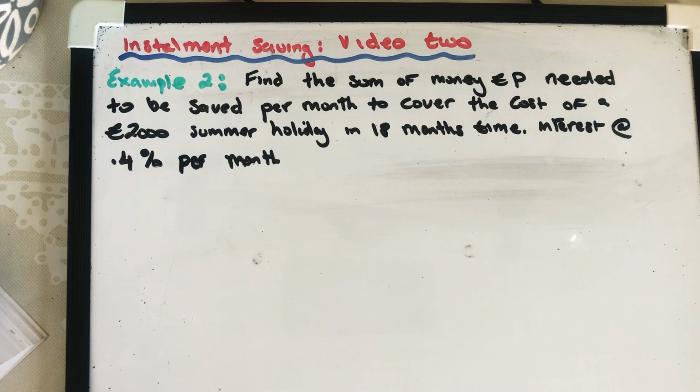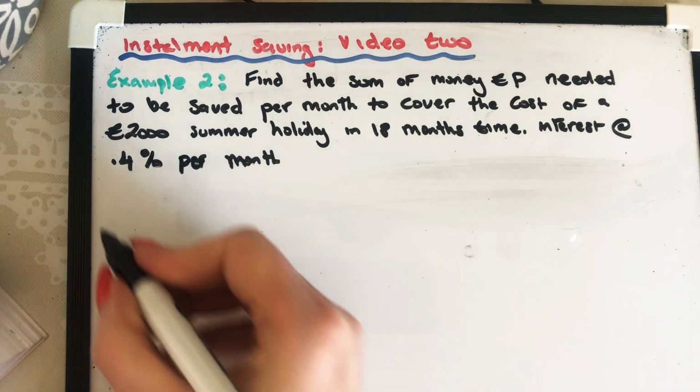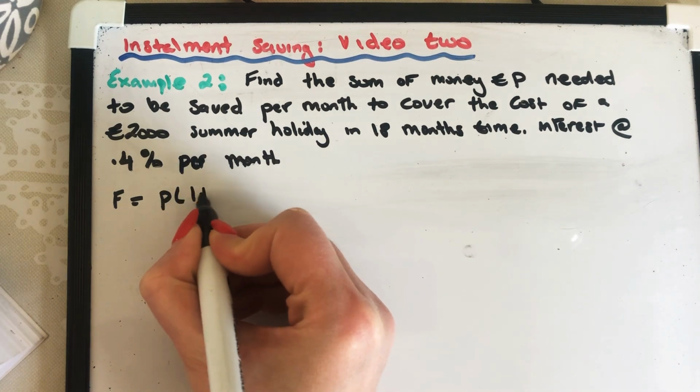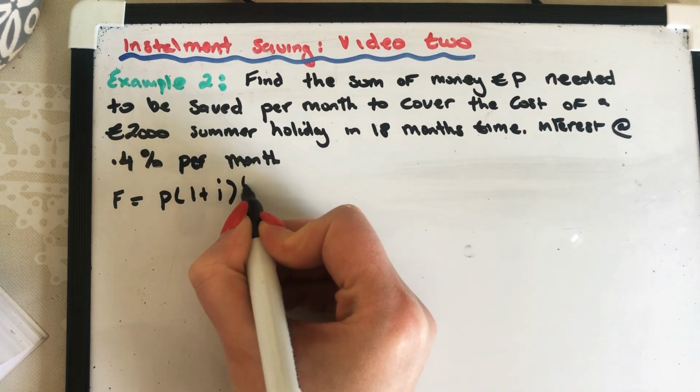So here's example 2. Find the sum of money, €P, needed to be saved per month to cover the cost of a €1,000 holiday in 18 months' time, and interest is 0.4% per month. So let's begin by first writing down our formula. As we're saving for the future, it's the F formula. F is equal to P(1 plus i) to the power of t.